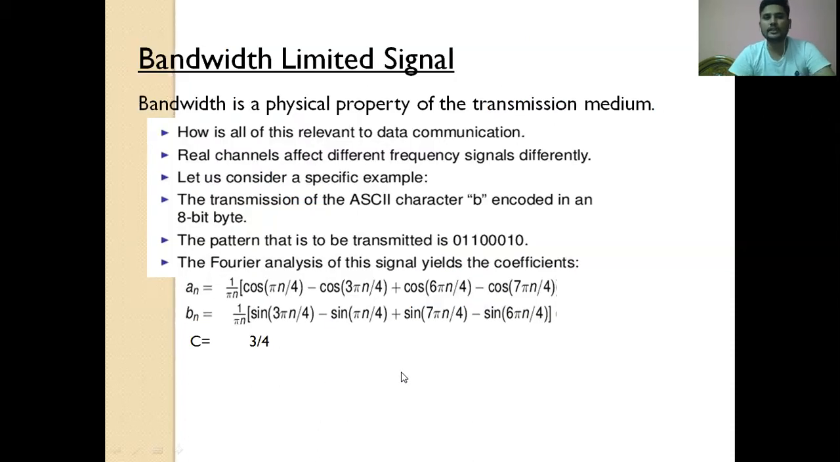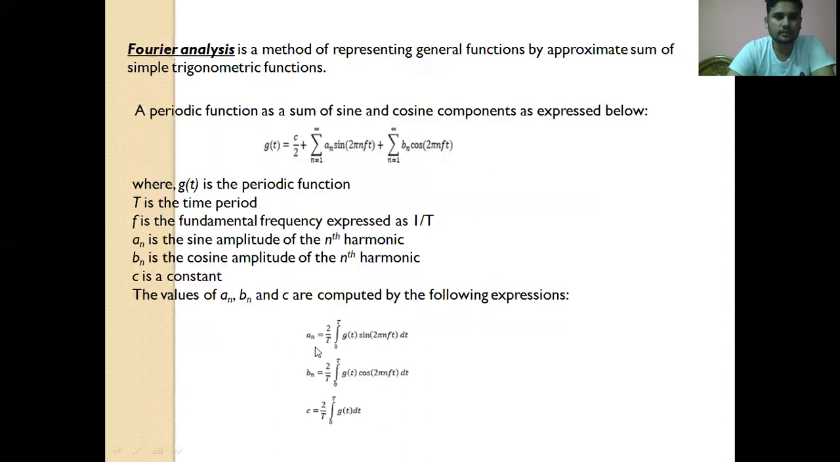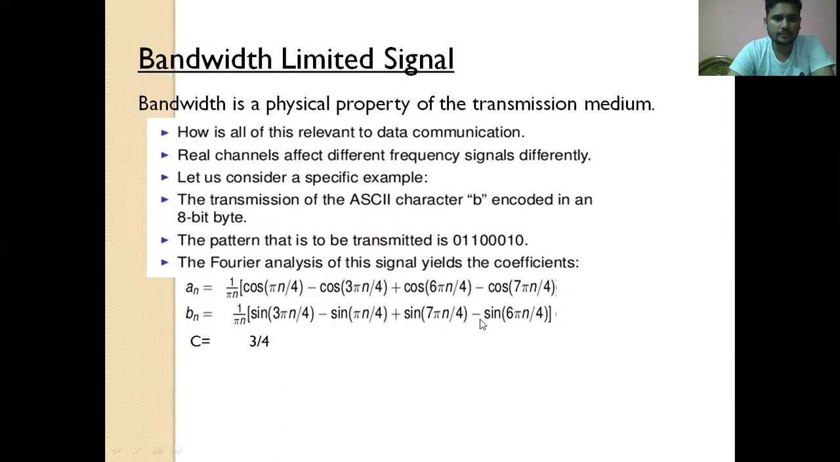So how is all of this relevant to data communications? Real channels affect different frequency signals differently. Let us consider a specific example here. The transmission of an ASCII character encoded in an 8-bit byte. The pattern that is transmitted is 01100010. A Fourier analysis of this signal yields the coefficients a of n, b of n, and c equals 3 by 4.